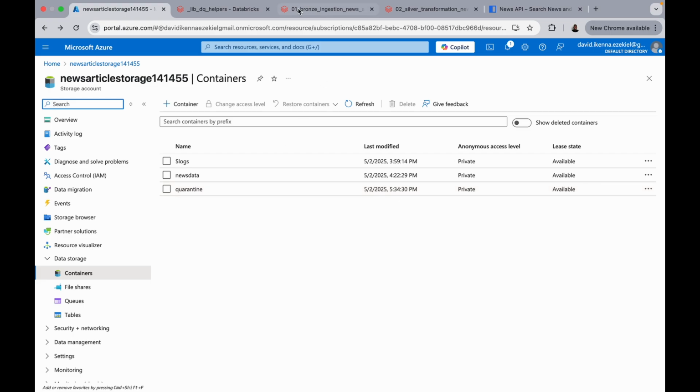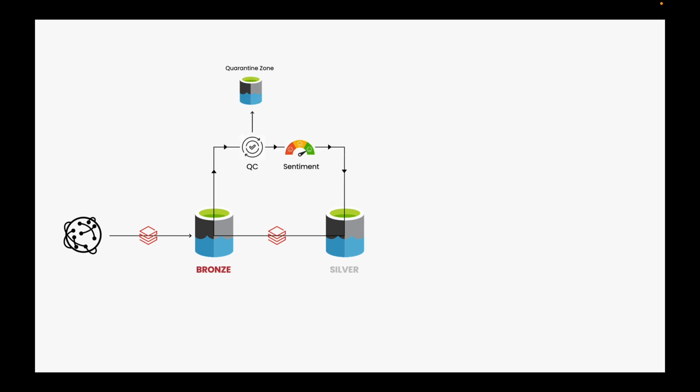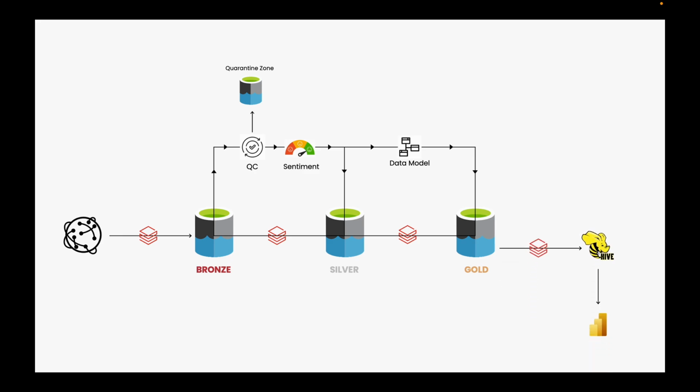Okay, so just to recap, we've gotten the data, we've created the bronze, and we've transformed to the silver, and we added the QC, the quality check, and the sentiment analysis, and we have the quarantine zone. The next thing we're going to do is the gold. And for the gold, we're also going to create the data model, and from there we're going to write to the Hive tables. Let's go back to our notebook and see how we could do the latter part of this.